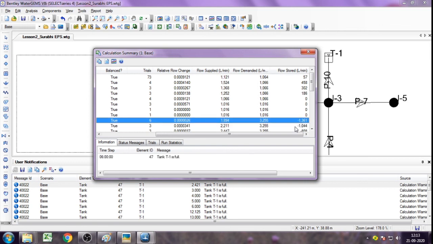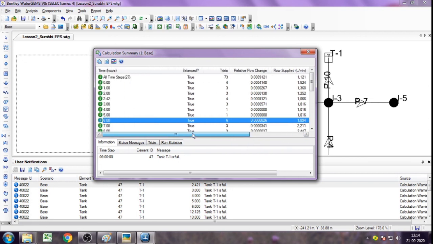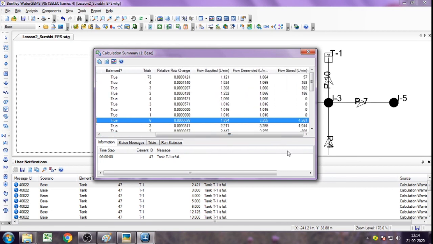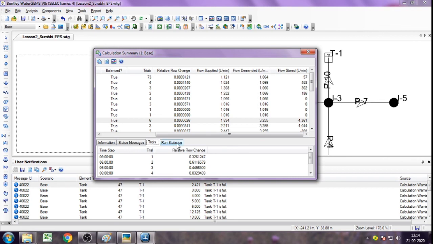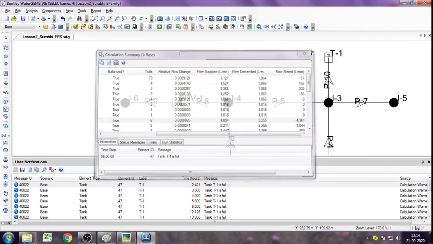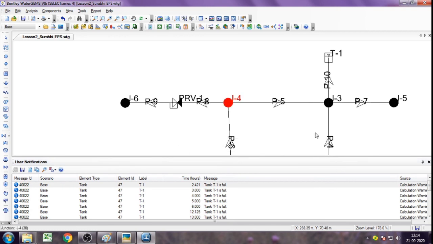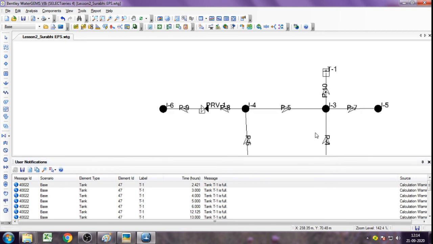So we need to make some arrangement so that this particular value is being met, right? So this is how the water distribution network is being run for EPS, right? So this is about lesson number 2 of EPS.